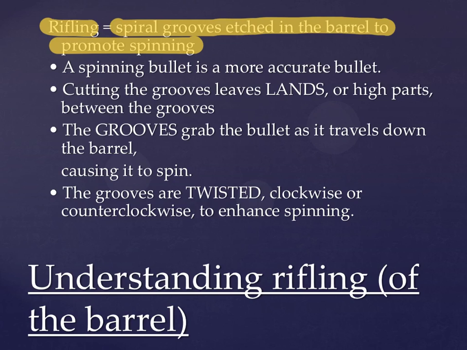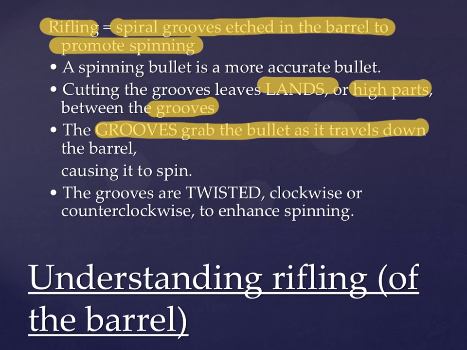By cutting these grooves, you actually leave two sets of marks on the inside of a gun. You leave lands, which are high parts, and then you leave grooves, which are low parts. In between each groove, you have a land. The grooves grab the bullet as it travels down the barrel, and that causes it to spin.